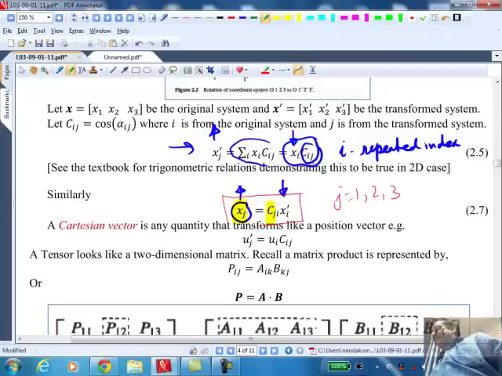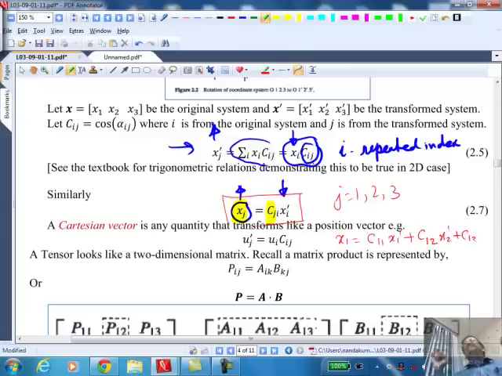For example, when I'm expanding for the first component of this equation, I would write it as x1 equals c11 x1 prime plus c12 x2 prime plus c13 x3 prime. That is the expanded form of that particular equation for the first component, that is for j equal to 1.